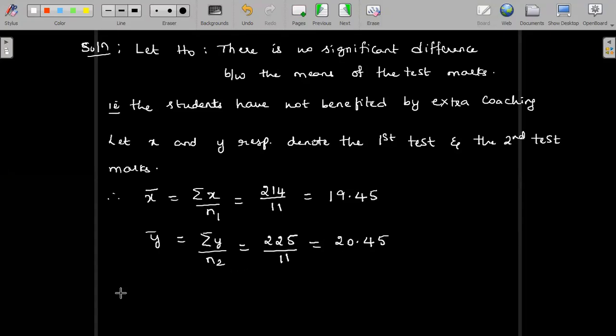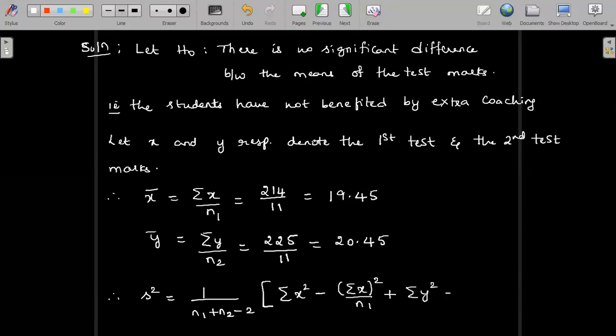Now we will find out S square. So S square is equal to 1 divided by N1 plus N2 minus 2 multiplied by summation X square minus sum of all X whole square divided by N1, plus summation Y square minus sum of all Y whole square divided by N2. So let us first obtain the S square value and hence the S value.